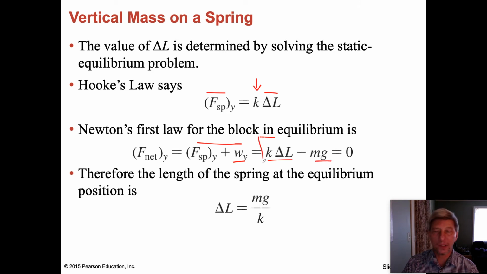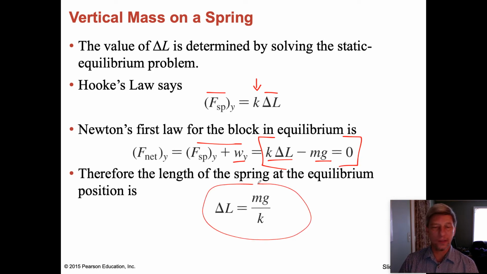Now, if I simply take this portion of the equation and rearrange it to solve for delta L, I end up with this formula: the length of the spring at the equilibrium position for a vertically hanging mass on a spring.